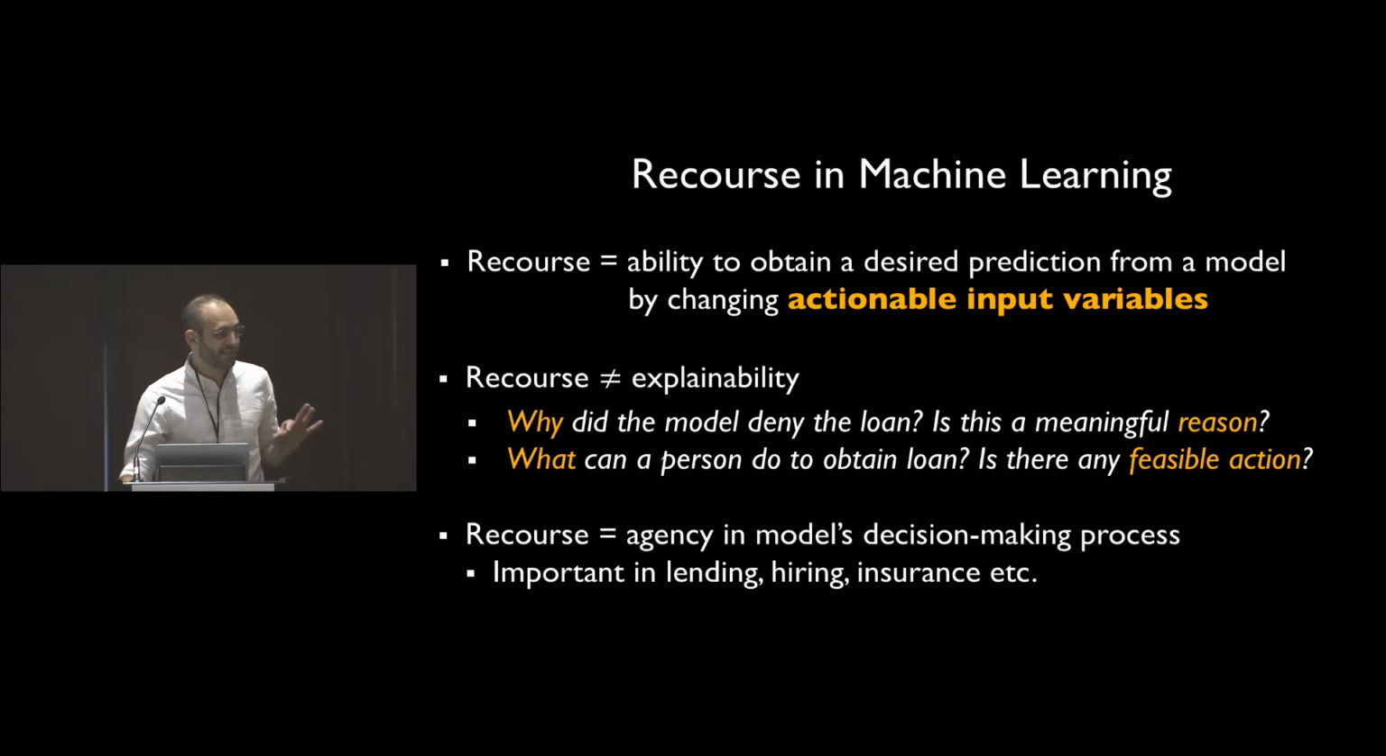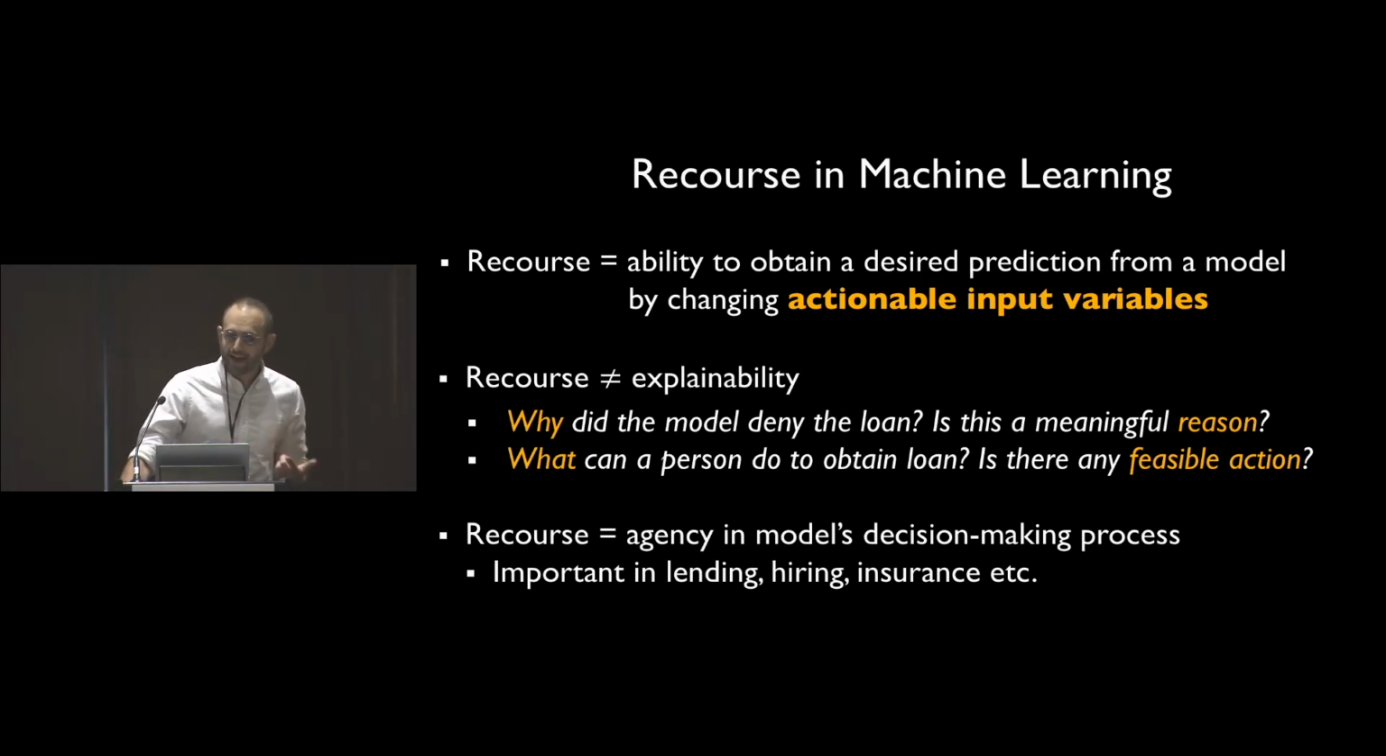Now, this is a session on explainability, but recourse is not explainability. We are not asking, why did a model make this prediction? Is this a meaningful reason? We're asking, what can be done to change the prediction? Does there exist any feasible action?